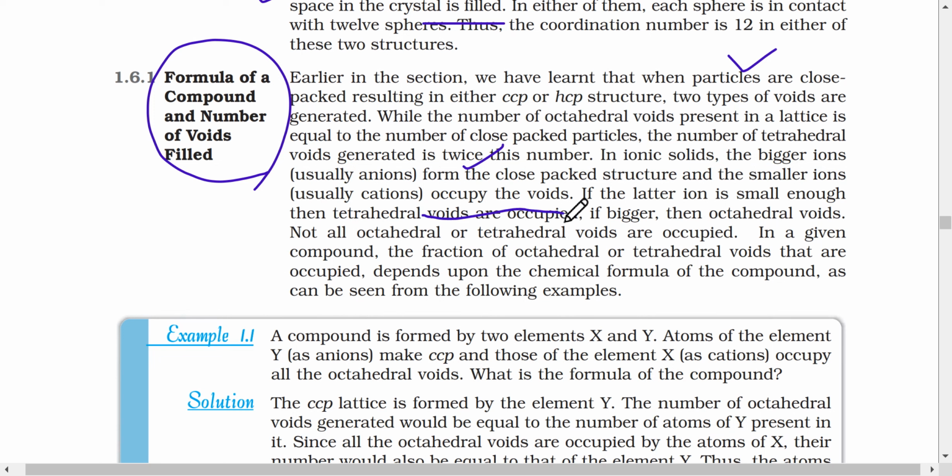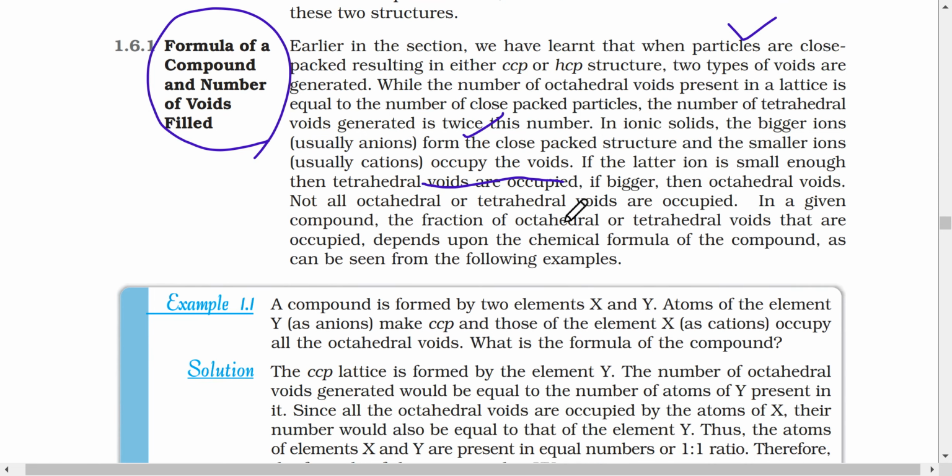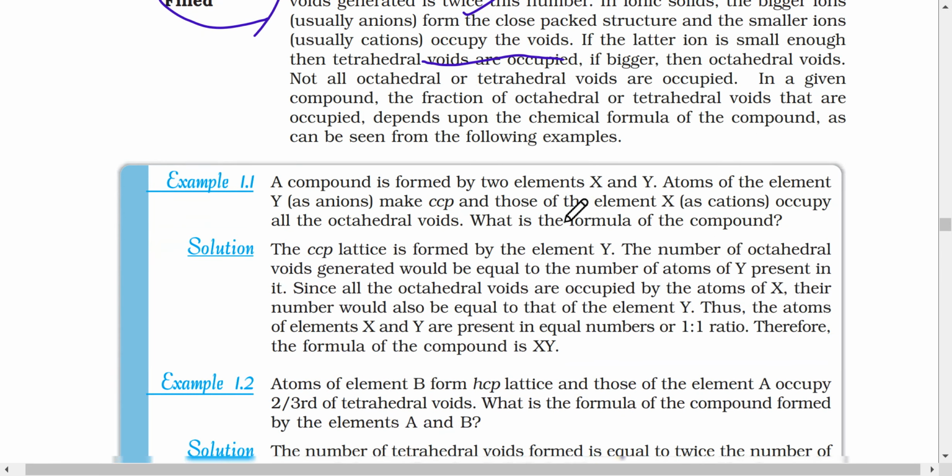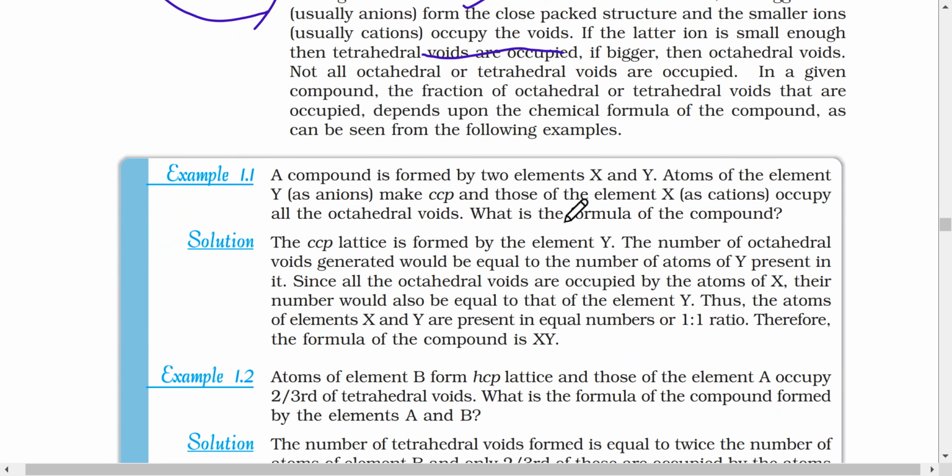ठीक है, ionic solids में क्या होता है, anions जो हैं, बड़े ions हैं, वो structure बनाएंगे, और छोटे ions voids में बैठेंगे. If the latter ion is small enough then tetrahedral voids are occupied. If bigger, then octahedral voids. Not all octahedral or tetrahedral voids are occupied in a given compound. The fraction of octahedral or tetrahedral voids that are occupied depends upon the chemical formula of the compound.